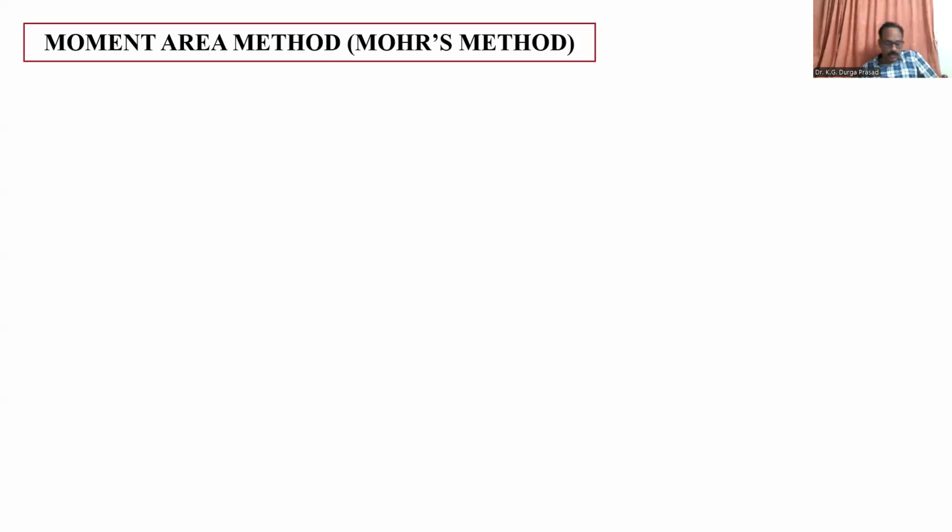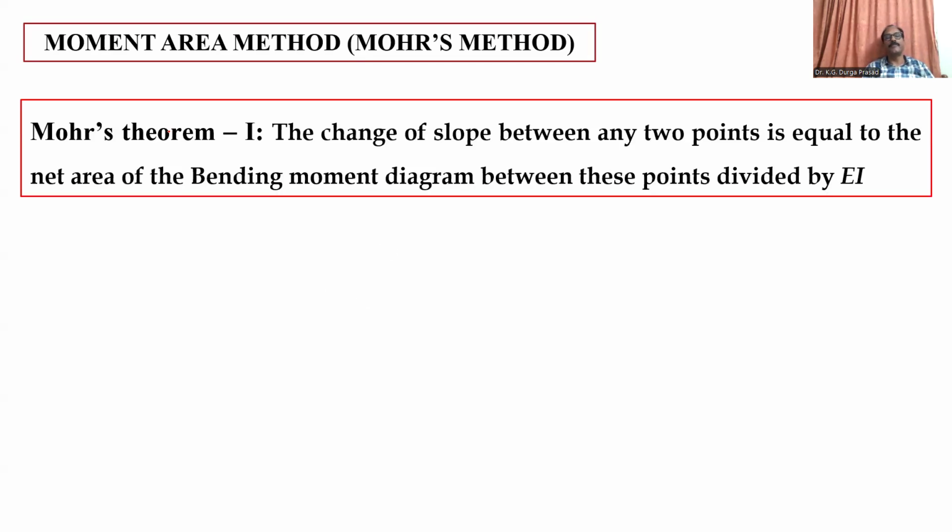Here a lot of calculation is there, a lot of computation and integration. With one integration we get the slope equation, and with a second integration we get the deflection equation. Instead of doing all this, a simple method is there, that is the moment area method. This method is also called Mohr's method. To understand the moment area method, you must be thorough with the two theorems proposed by Mohr. Mohr's theorem 1 is related to finding the slope. Mohr's theorem 2 is related to finding the deflection of the beam.